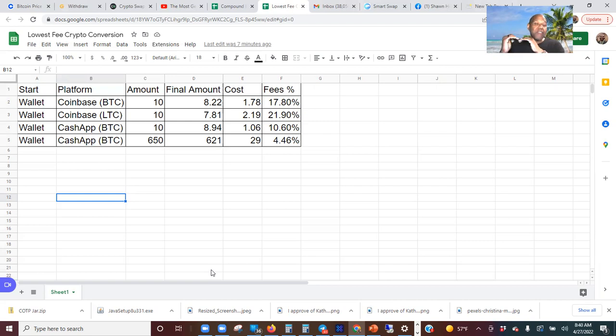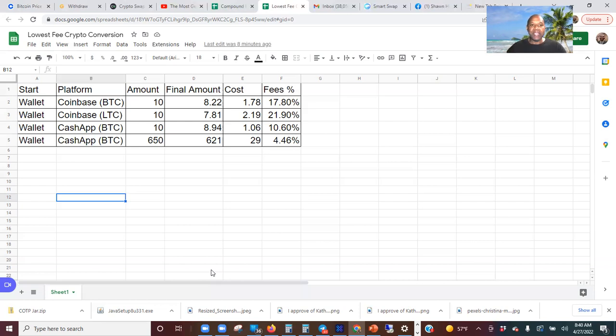But what happened is when I converted it from Coinbase LTC and I cashed it out, that's when the biggest fees hit. So I came out in my bank account after everything was taken care of with, it cost me $2.19. So that was 21.9%. It actually ended up being the highest, the most expensive one. So I said, oh, okay, well, now I know that didn't work.